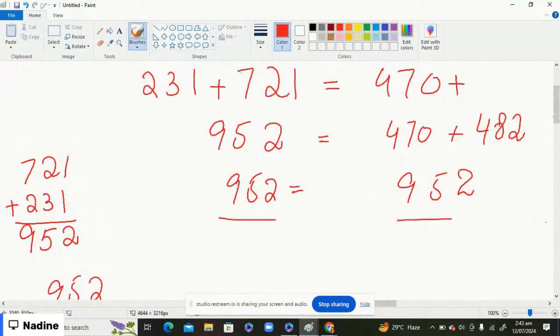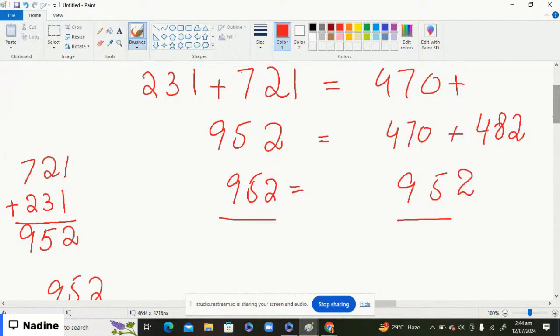Got it? So how do we solve it? First of all, we are going to simply check 231 with 721. Okay, and then we find it out by using addition. We are checking by using addition. Okay, and then after adding, it becomes 952. Okay, 231 plus 721 becomes 952, and on the other side it's 470.